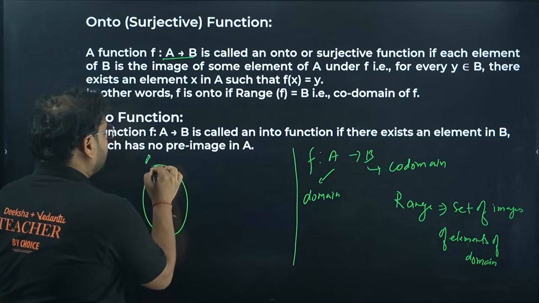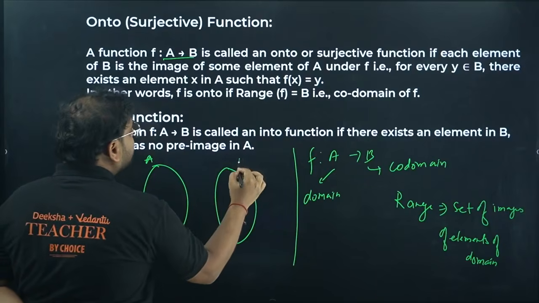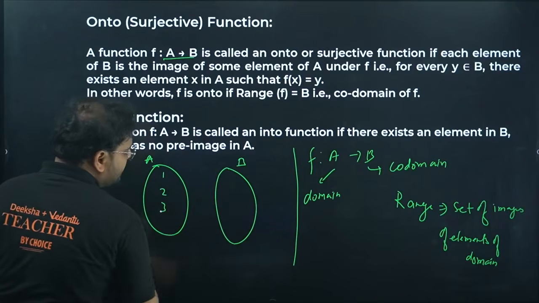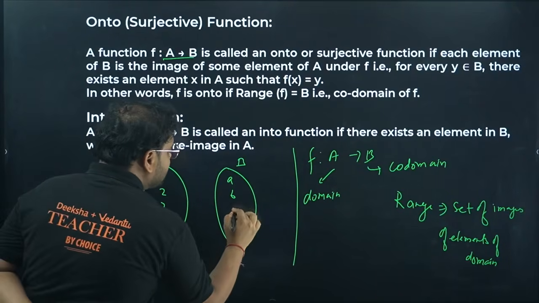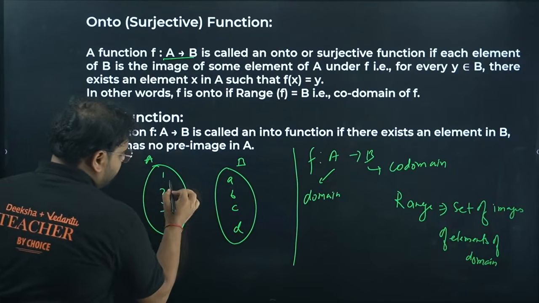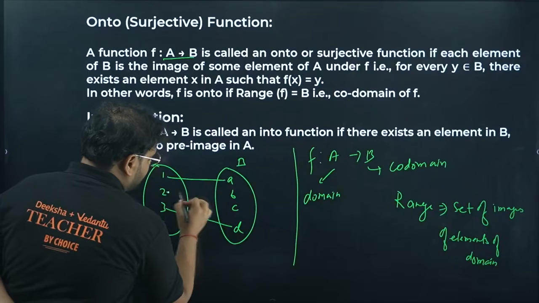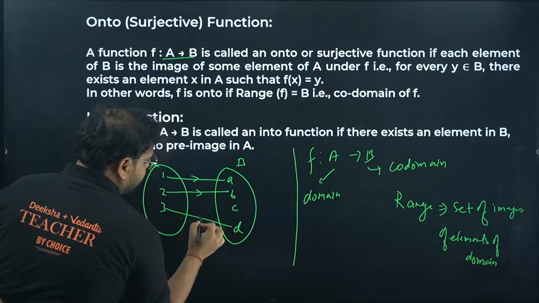We have the domain here. We have the codomain here. Let's write it again. 1, 2, 3. Here we have A, B, C, D. Let's say A, B, C, D for now. And you start mapping. 1 to A, 3 to D, and 2 to B. That's the mapping done.